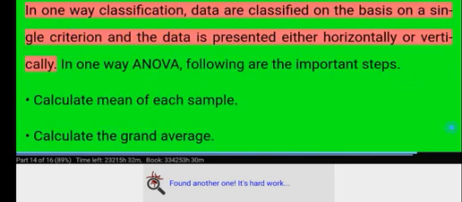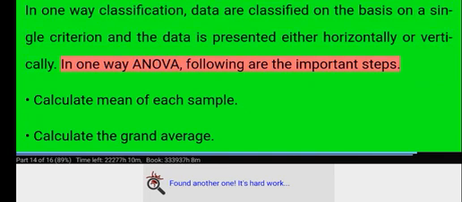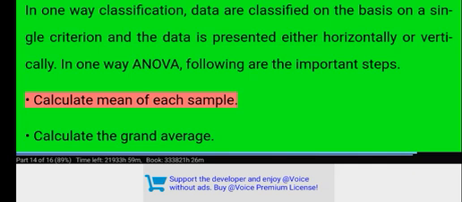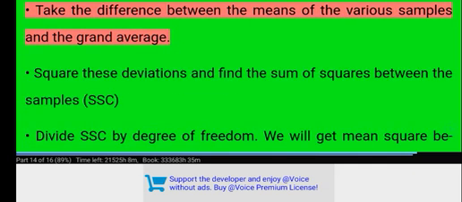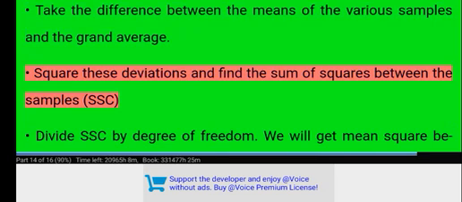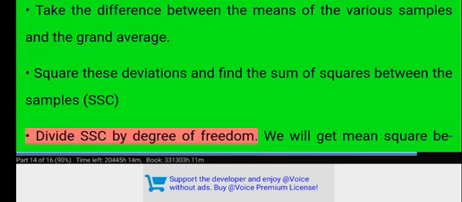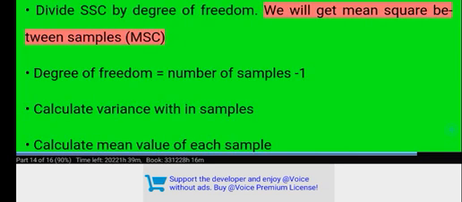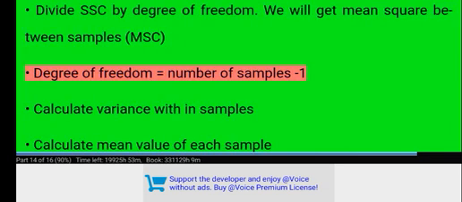One-way classification. In one-way classification, data are classified on the basis of a single criterion and the data is presented either horizontally or vertically. In one-way ANOVA, the following are the important steps. Calculate the mean of each sample. Calculate the grand average. Take the difference between the means of the various samples and the grand average. Square these deviations and find the sum of squares between the samples, SSC. Divide SSC by the degrees of freedom. We will get the mean square between samples, MSC. Degrees of freedom equals number of samples minus 1.